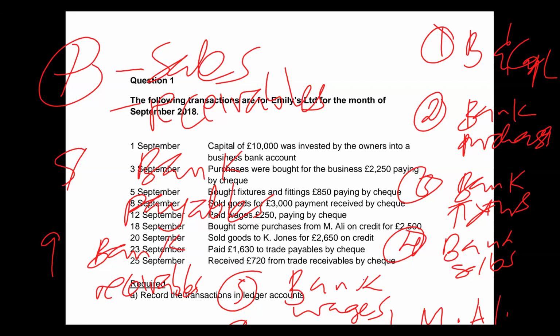The 23rd one will be debited, yeah? Yeah, so if we do 2,500 minus 1630, remaining, the balance carried down on the debit side will be 870. And then the balance brought down will be 870 on the debit side of the payables.